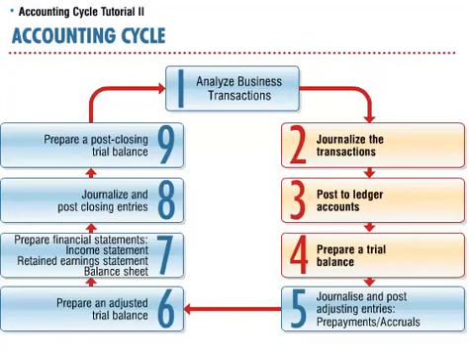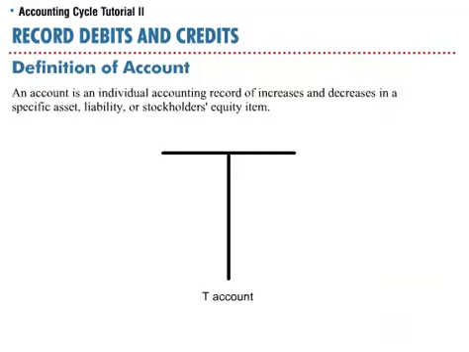In the previous section, we analyzed business transactions. In this section, we indicate how these business transactions should be recorded. Rather than using a tabular summary like the one we presented for SoftBite, an accounting information system uses accounts. An account is an individual accounting record of increases and decreases in a specific asset, liability, or stockholders' equity item. In its simplest form, an account resembles a letter T and is referred to as a T account.